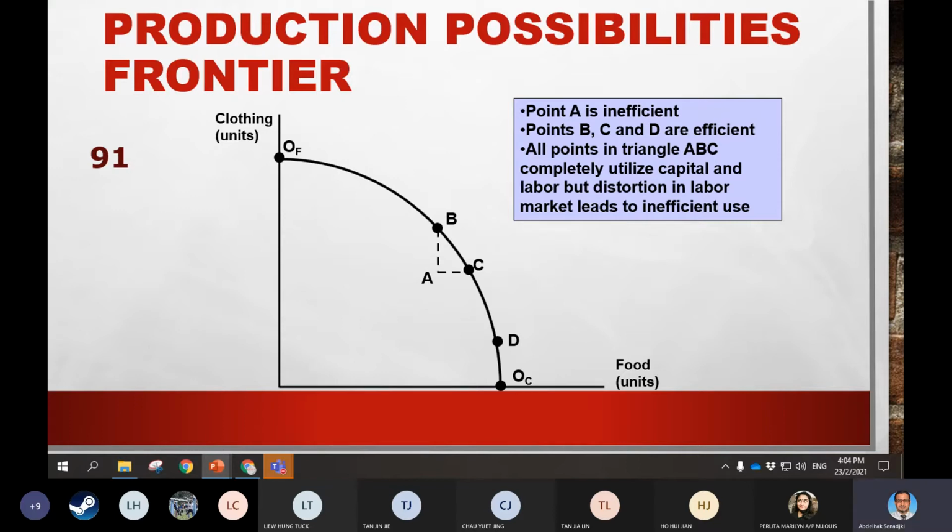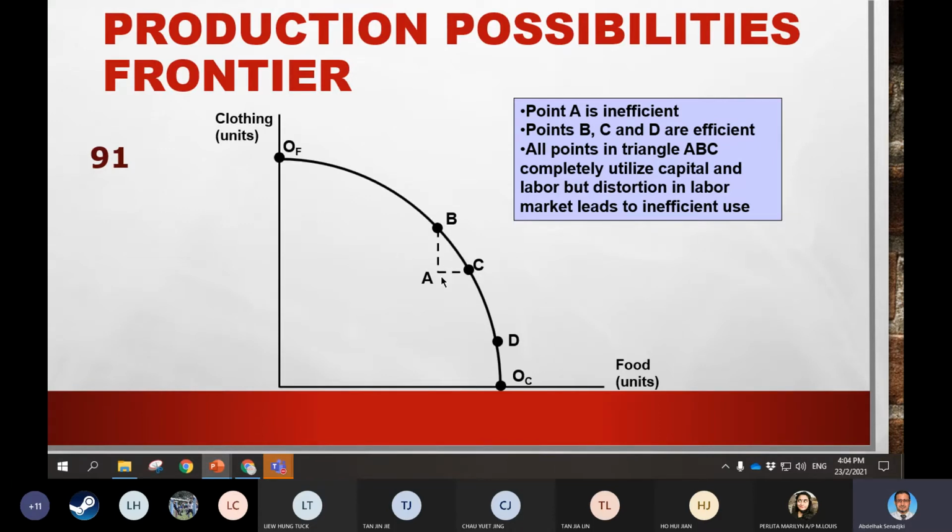So this diagram, as we said, is derived from the production contract curve, and each point on both the contract curve and the production possibility frontier describes an efficiently produced level of both X and Y, or clothing and food. So if I take point A, this represents an inefficient allocation, and it lies inside the production possibility frontier. This is the PPF, and A is inside or below. So all the points within the triangle ABC come here.